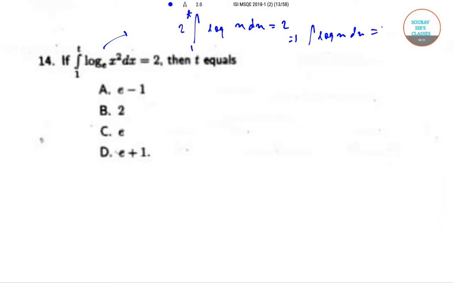The question is, if the integral of (log x) squared dx from 1 to t is equal to 2, then t equals. So, this is equal to 2 times the integral from 1 to t of log x dx equal to 2. So, the integral of log x dx is equal to 1.